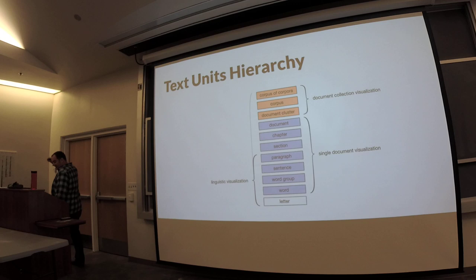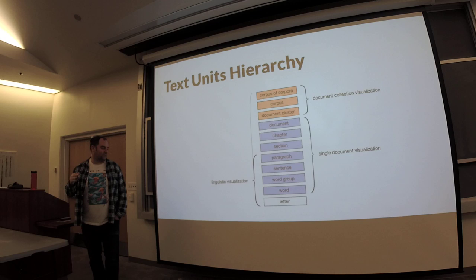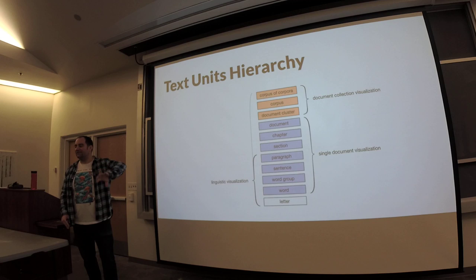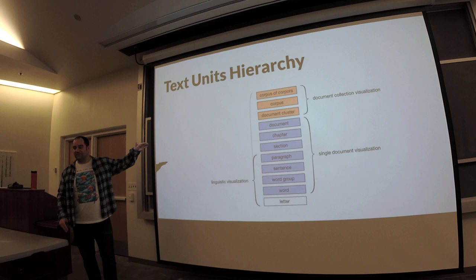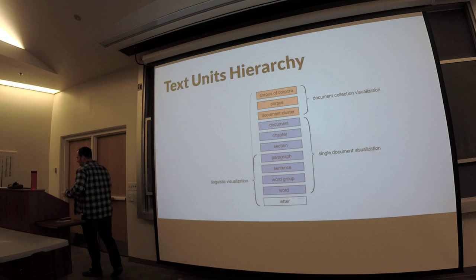If we think about text as a hierarchy, we have different levels, and visualizations can be designed for all of those different levels. We would have things like letters, words, word groups, sentences, paragraphs, and that's part of linguistic visualization. Then we have sections, chapters, and documents. That would be a document visualization piece, and then document cluster, corpus, or a corpus of corpora. So that essentially is document collections.